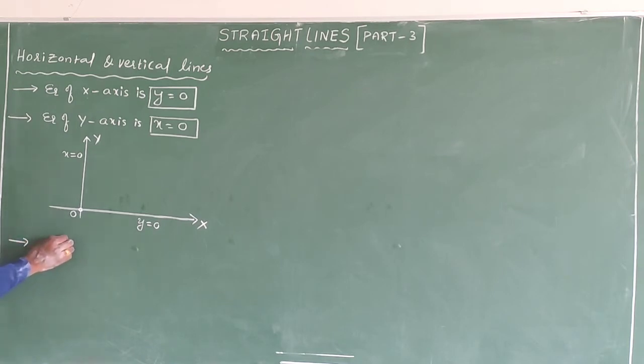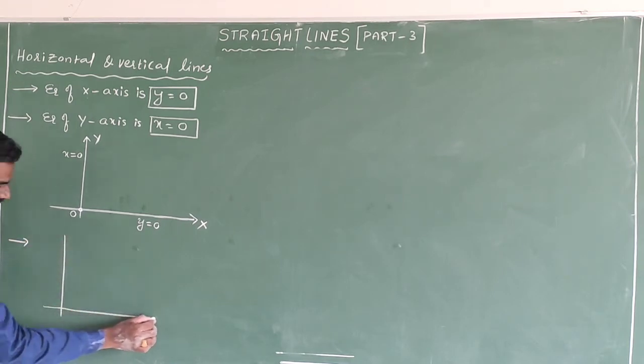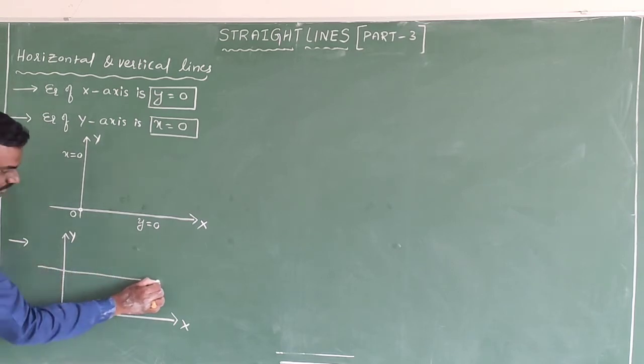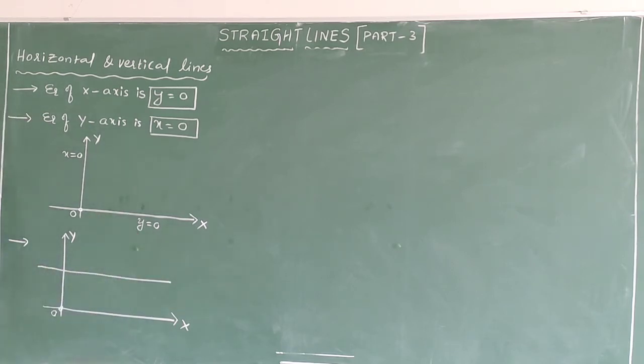For example, this is x-axis and this is y-axis and this is origin. A line which is above the x-axis, a straight line which is parallel and above the x-axis, and it is a distance of h units, or you can take k units.